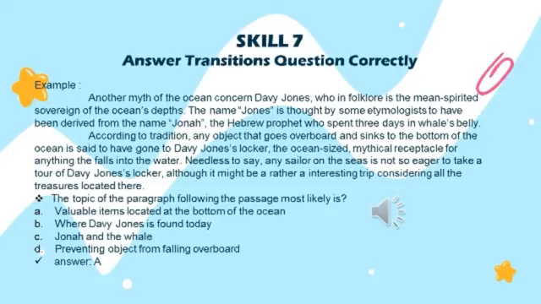The question asks about the topic of the following paragraph. So, you must look at the end of the passage and draw a conclusion about what probably comes after. The passage ends with the mention of all the treasure located there, and there is in Davy Jones' locker, or at the bottom of the ocean. This is probably going to be the topic of the next paragraph. So, the best answer to this question is A.